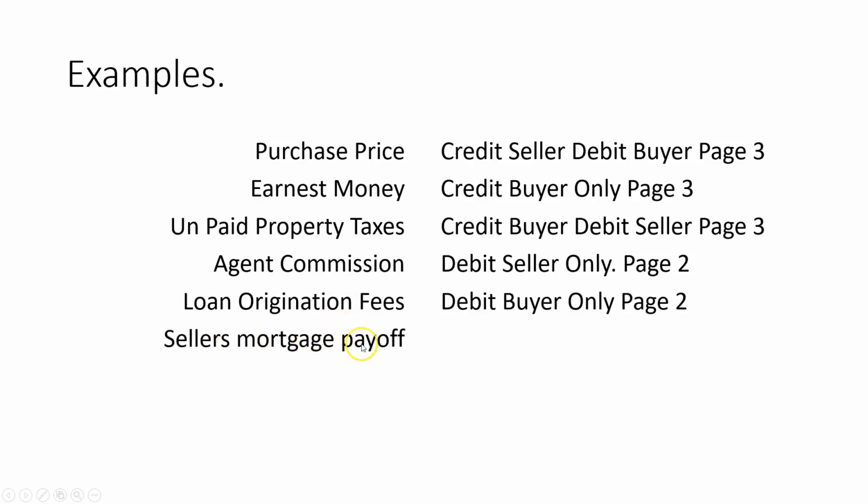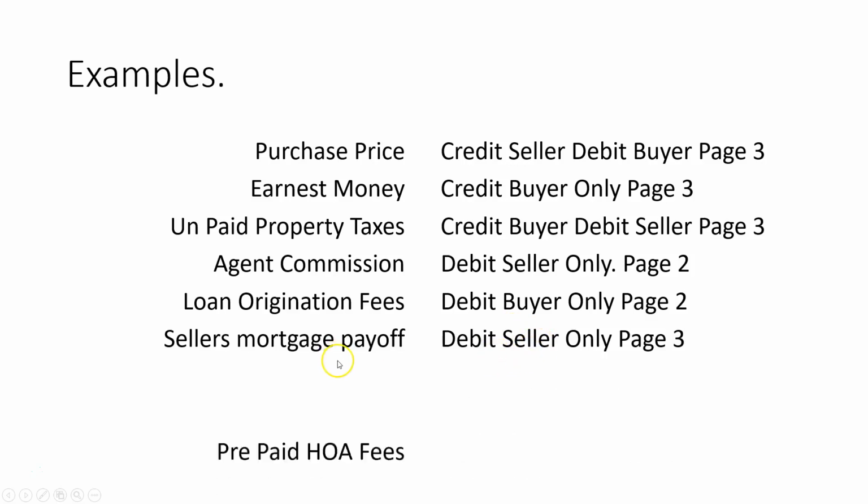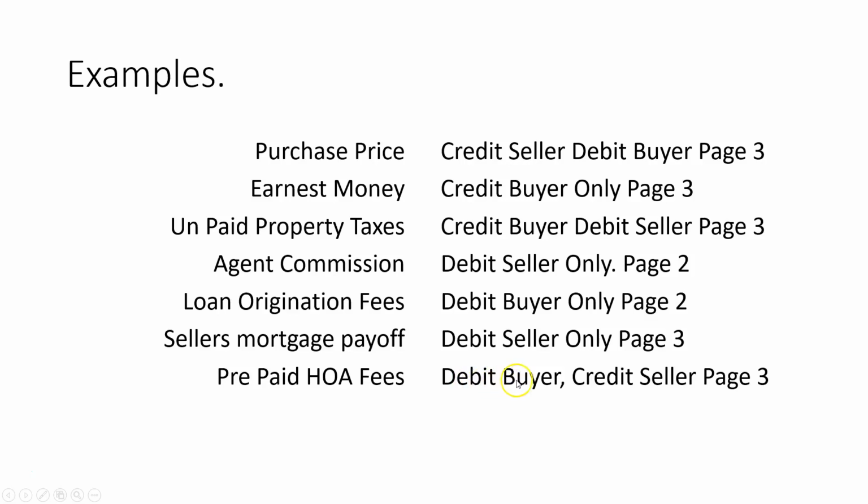Seller's mortgage payoff. Maybe the seller still has an outstanding mortgage, so it's going to go outside of the transaction, but it's got to come out of the seller's pocket. So that's actually going to be on page 3 because it's part of the transaction. He can't sell that house until he pays it off. Debit the seller. Prepaid HOA fees. That's a proration, but it's been paid for already by the seller for the whole year. Therefore, the seller needs to receive a little bit of credit from the buyer. So we debit the buyer, credit the seller, page 3.